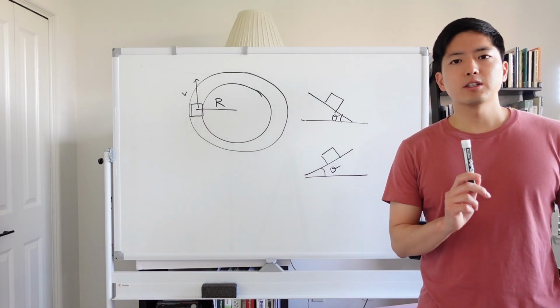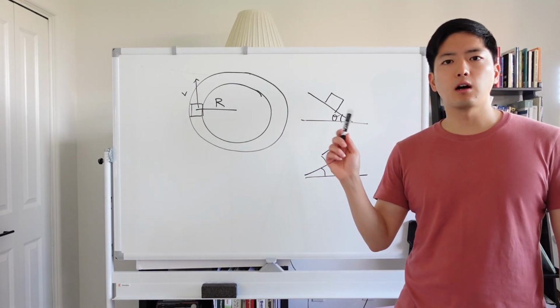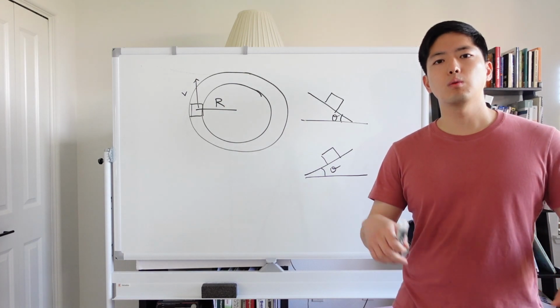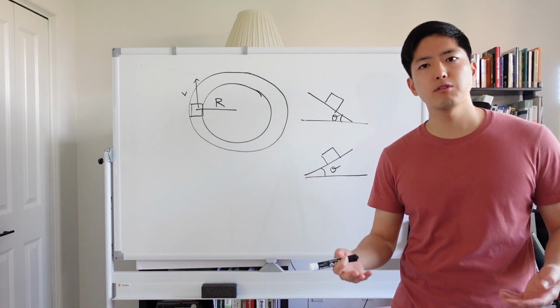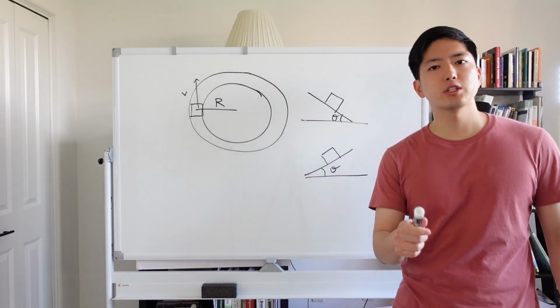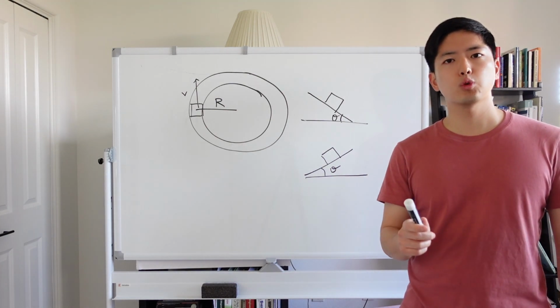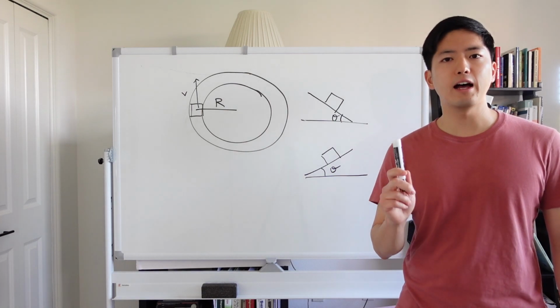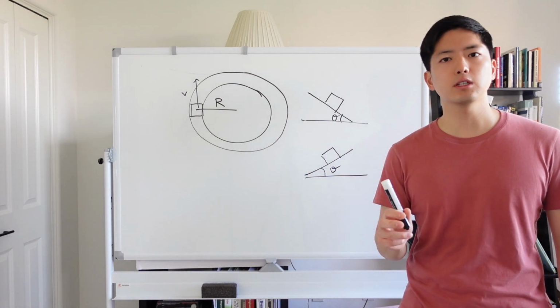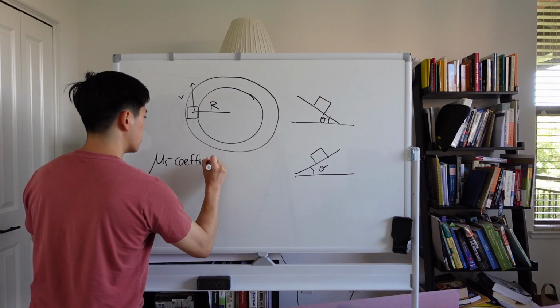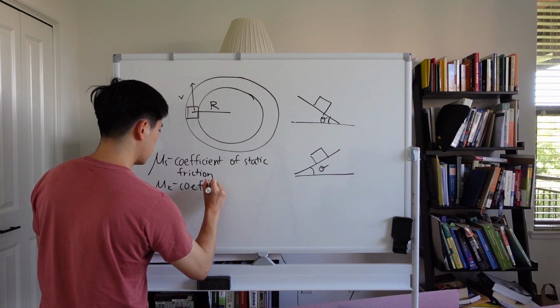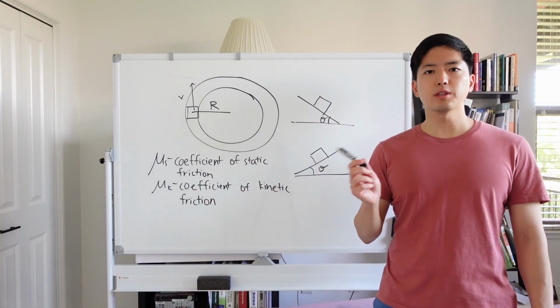Now we're gonna assume that there's actually friction between the car and the track. And so we have coefficients that we will give you. We have the coefficient of static friction and coefficient of kinetic friction, which we will denote mu of s and mu of k respectively. So this is the scenario.